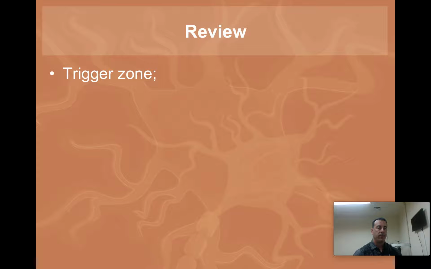Trigger zone. Basically, when it comes to a trigger zone, you should be familiar with all the parts of a neuron and what happens during the neuron's action potential. Trigger zone in particular is a question on there, so make sure you know what a trigger zone is.